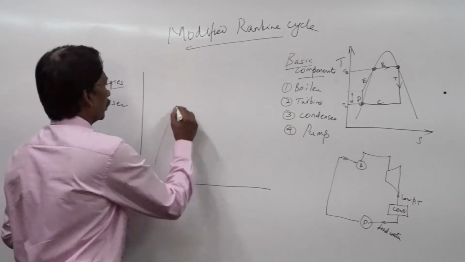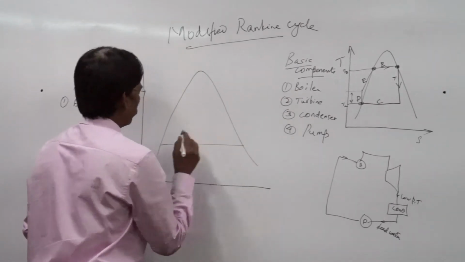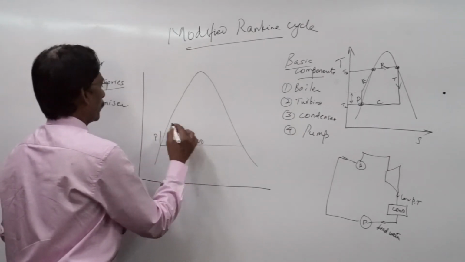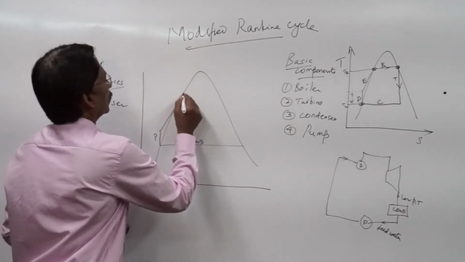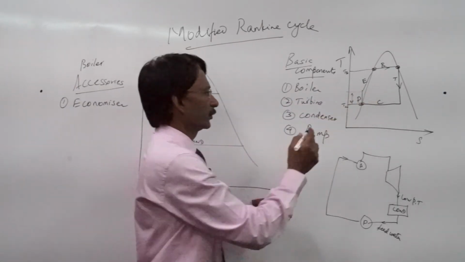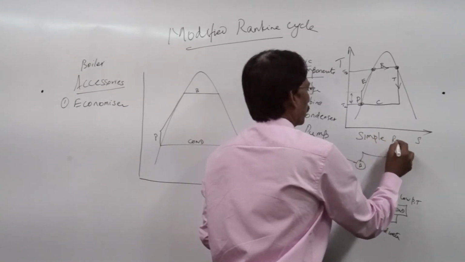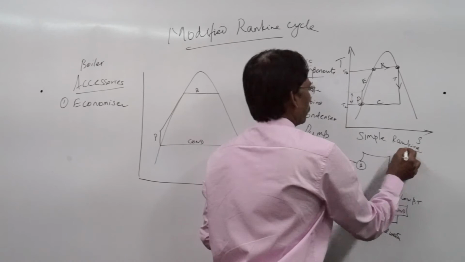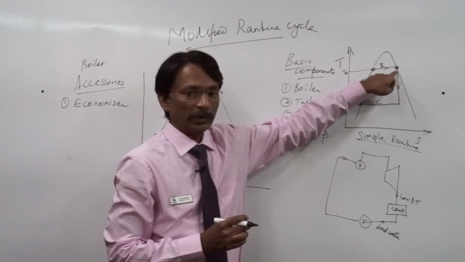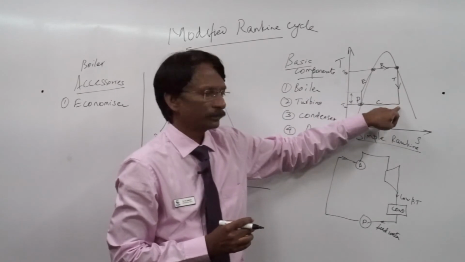Now, the vapor dome, the condenser, the pump, economizer, the boiler portion. You see what we did here, this is a simple Rankine cycle. What we have done, we are expanding steam from the saturated vapor point downward.